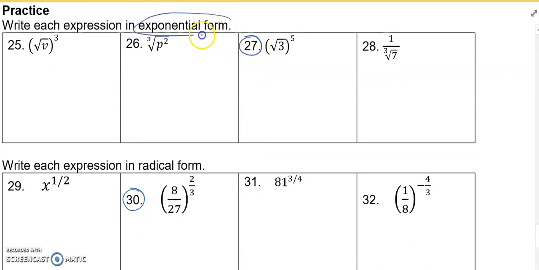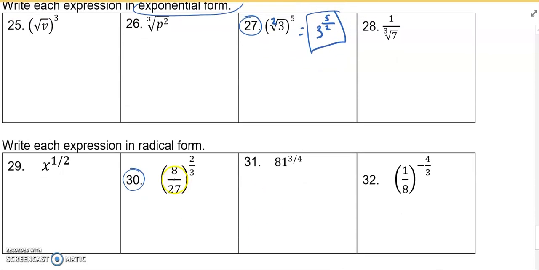first, I'm going to rewrite in exponential form. Remember, anytime we have a square root, it's really the second root. So I want to rewrite this as the value underneath the root raised to the exponent over root. So that would be 3 to the 5 halves power.